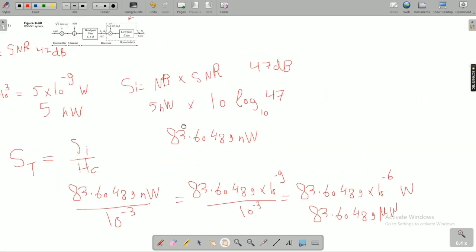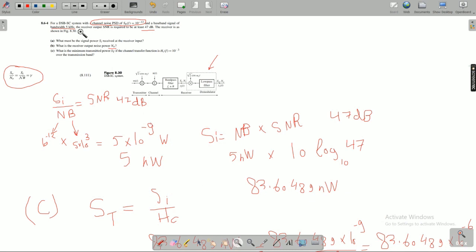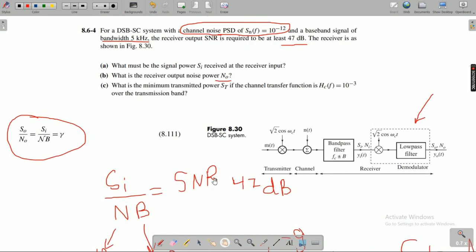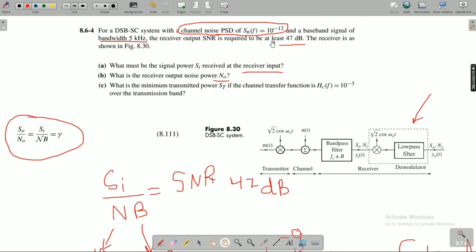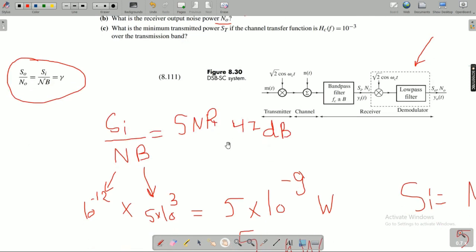I hope it's a little bit clear. It would be beneficial to know what these symbols are. As we have just said, Si is the signal input, the receiver input. N0 is the receiver output noise power. St is the minimum transmitted power. Hc of f is the channel transfer function. It would also be beneficial to know what M, N, and B are. N is the channel noise, and in our example, B is the bandwidth.